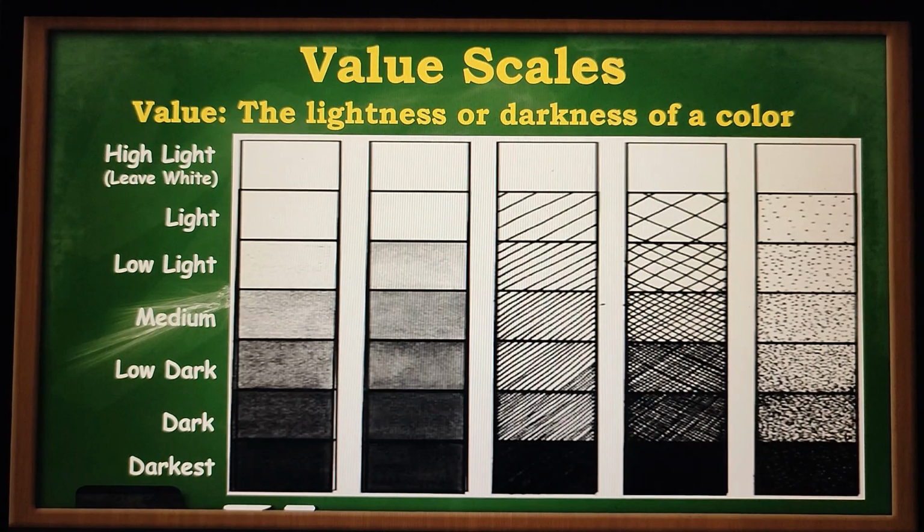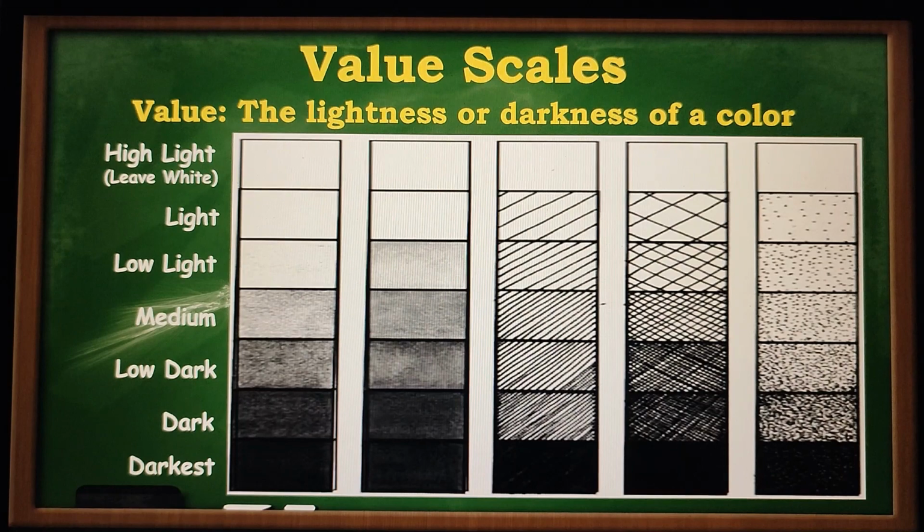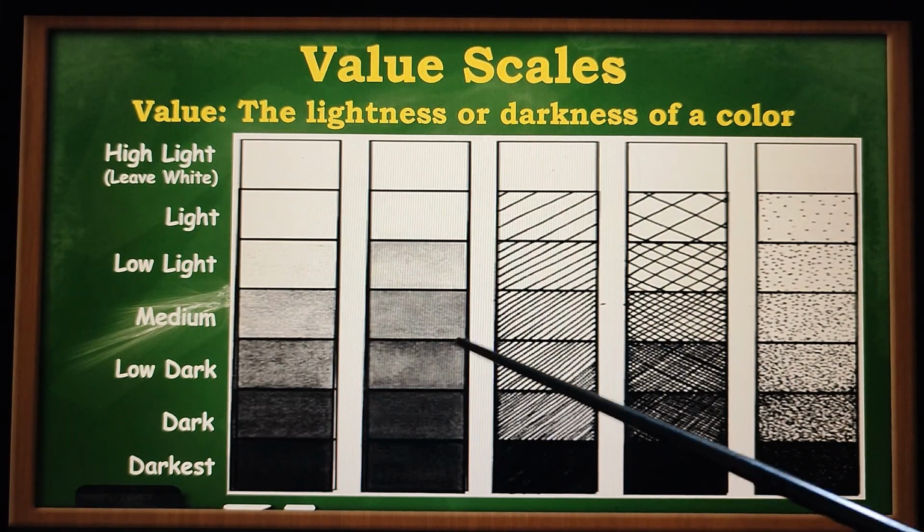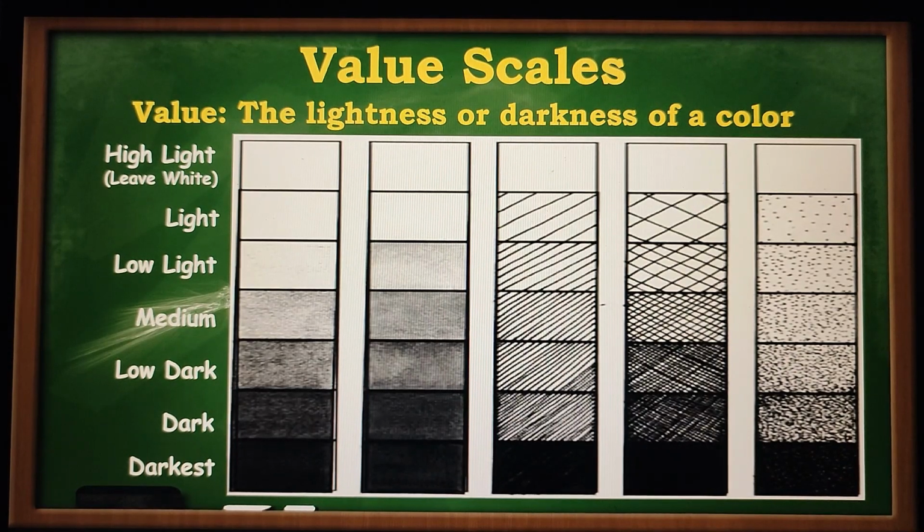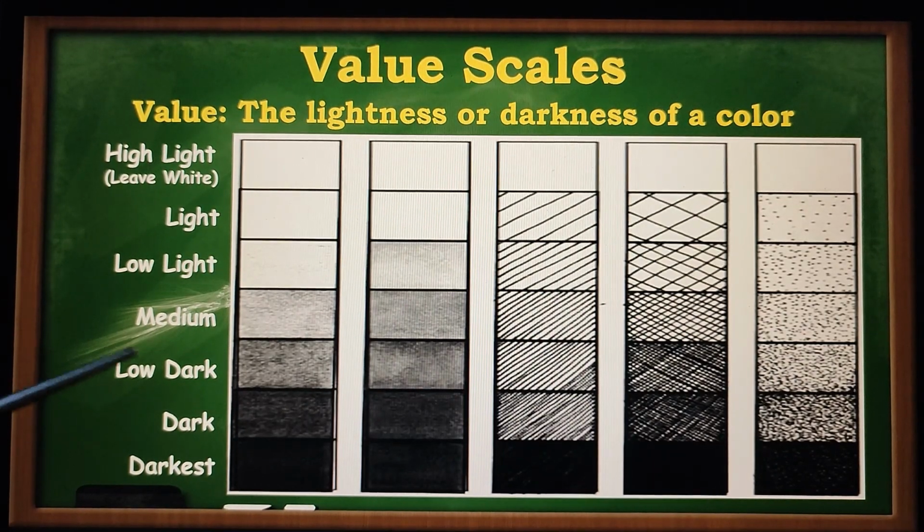The light values represent the surface which receives the greatest amount of light. The medium values represent the surface which receives less amount of light. The darkest value represents the surface that receives very little amount of light.